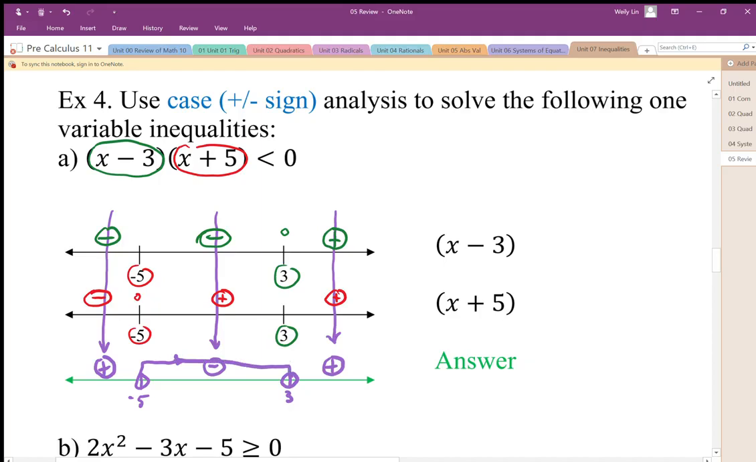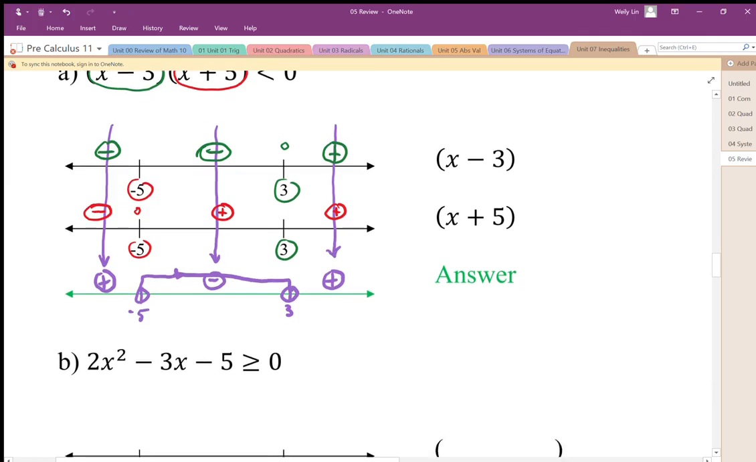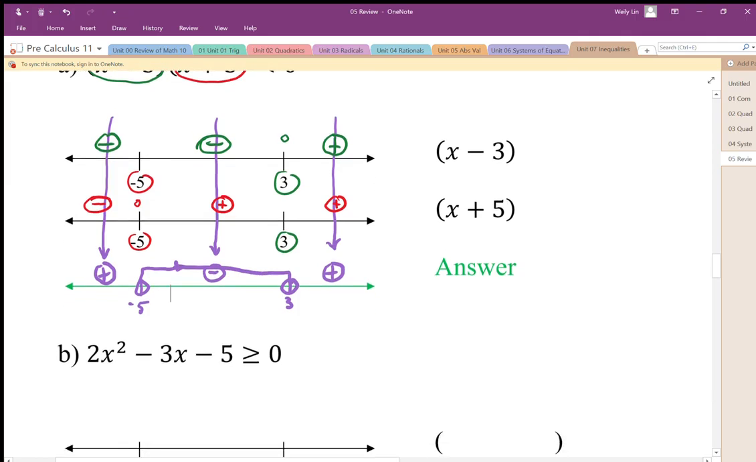And I can see that when I combine the factors, this negative factor here, when the x values are in between -5 and 3, I get my solution. Okay, so this is the solution when I've combined these cases like this. So I'm just looking at the individual cases of each factor, combining them.